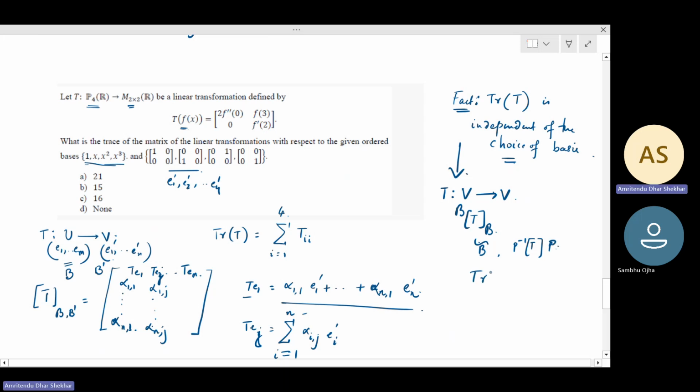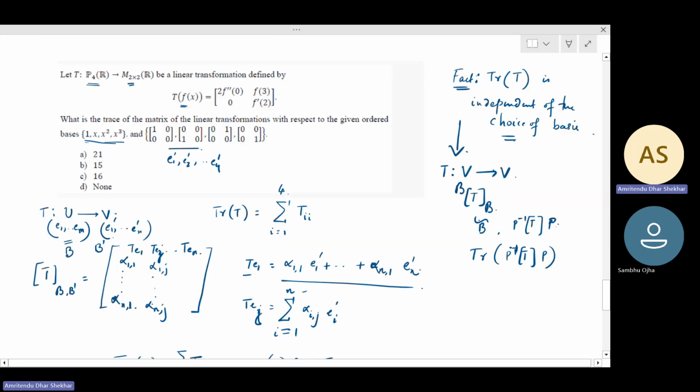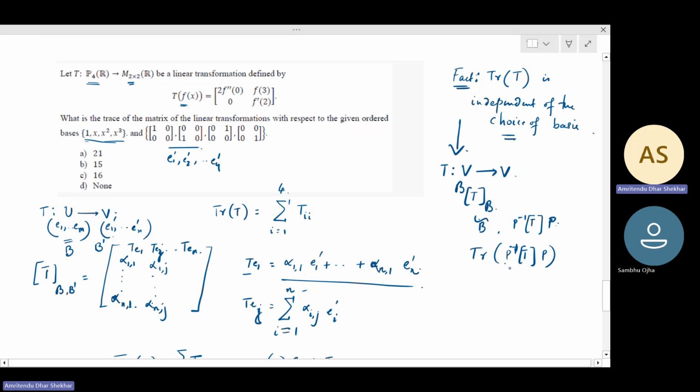So when you take the trace of P inverse TB P, now trace of AB is equal to trace of BA. So you can interchange this and P inverse P just becomes equal to 1. So you get the trace of T. Okay. So the trace over here is going to be independent of the choice of the basis.